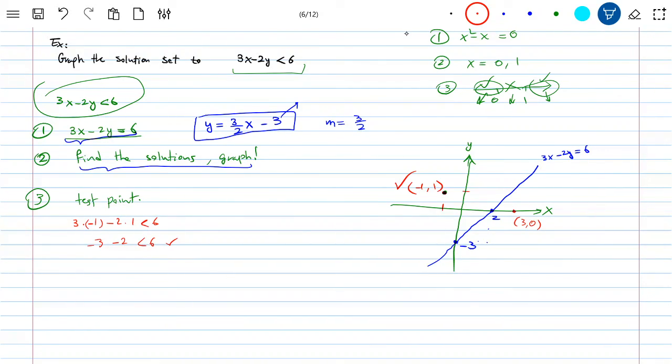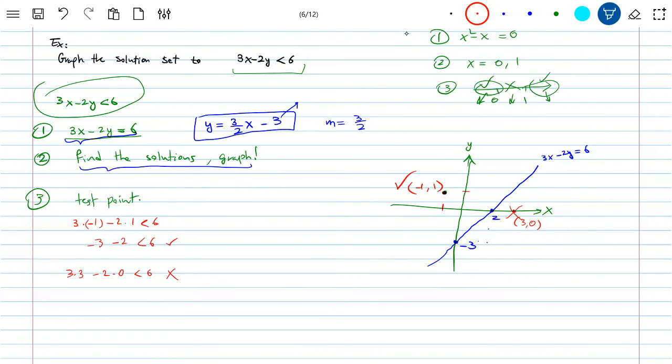If you try 3 and 0 and replace 3 and 0, what you get is 3 times 3 minus 2 times 0. Is it less than 6? This is not true. 9 is not less than 6. So this point does not work.